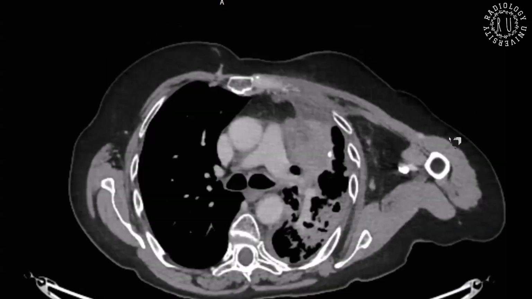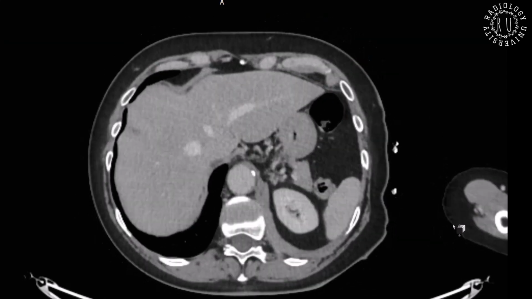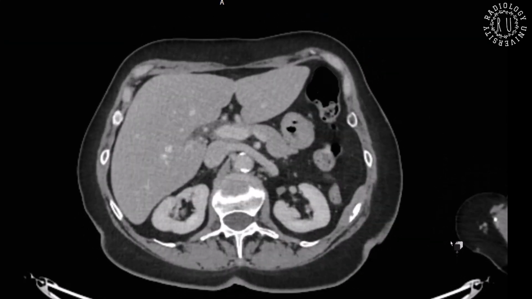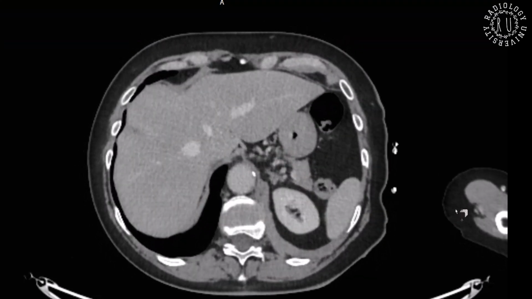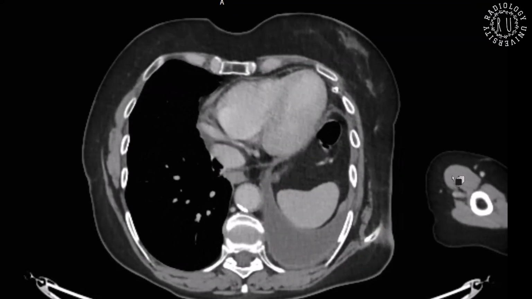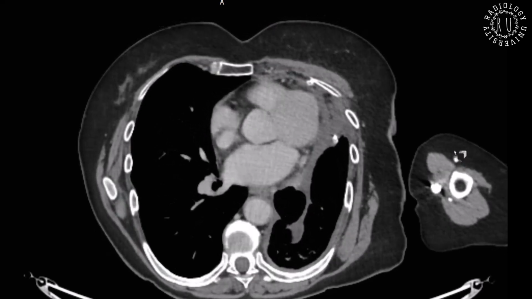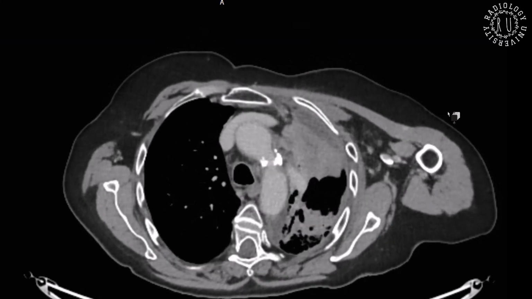Okay. Can you see the screen now? Yes. So this is a contrast CT thorax, and yeah, I will scroll it for you. Going below to up, yeah. There's a chest drain. Okay.